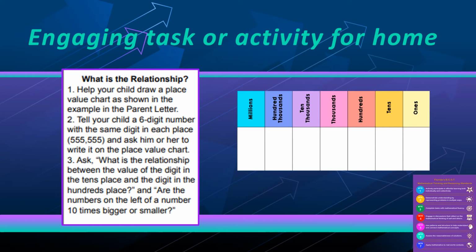Here's an engaging task or activity that could be done at home. This task was actually found in the parent letter as an example, but basically you could have your child draw a place value chart like shown on the screen and give them a 6-digit number where all the digits are the same. And really you're just looking at adjacent place values. So for example, what's the relationship between the value of the digit in the tens place and the digit in the hundreds place? Are the numbers on the left of a number 10 times bigger, 10 times smaller? So really, once again, just exploring those place value relationships.